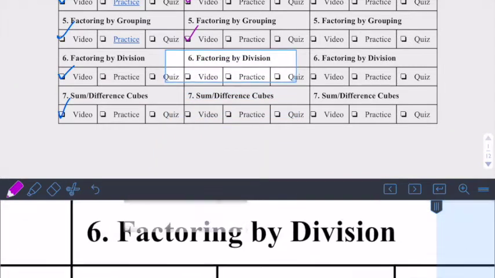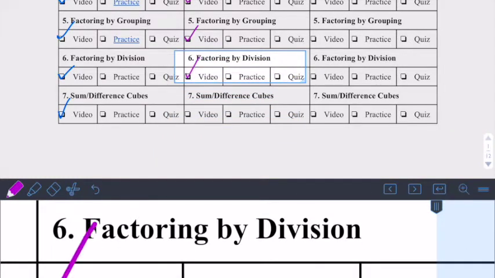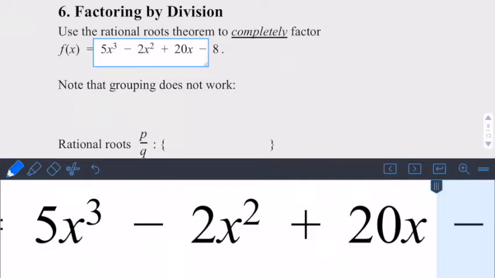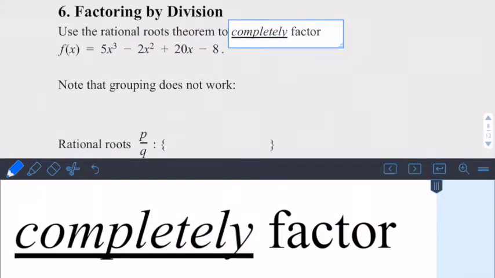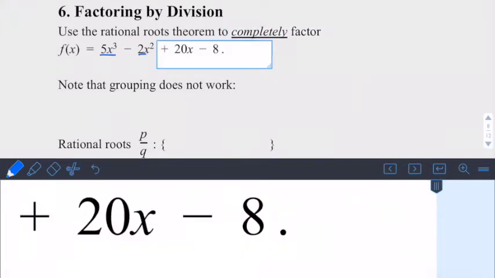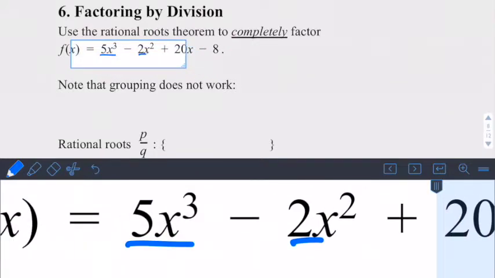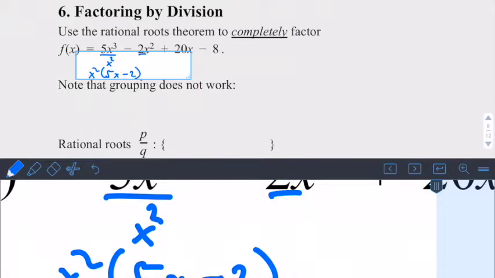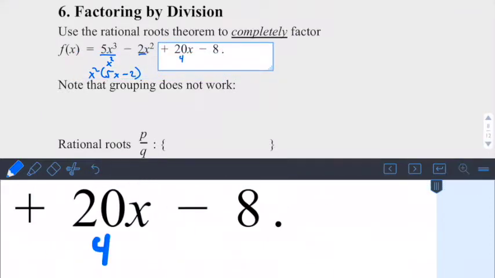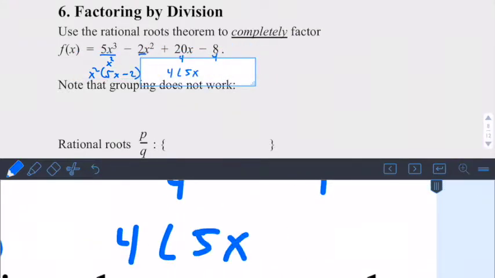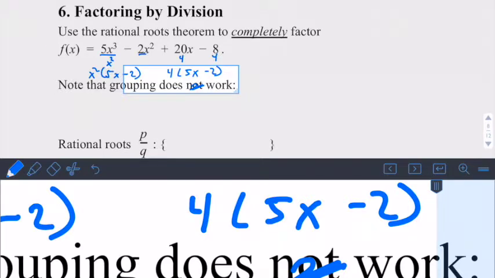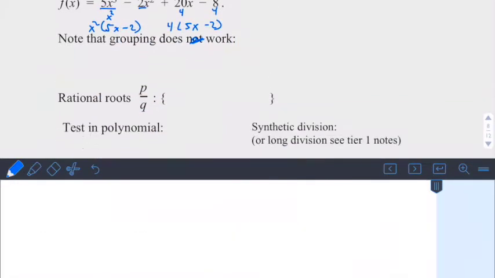This is Tier 2 Lesson 6, Factoring by Division. So we're going to use the rational roots theorem to completely factor this cubic. We could use grouping, and we could factor out x squared out of this, and then we could factor 4 out of both of these. But I want to show you the long division. So I'm going to use the rational roots theorem to help us out.